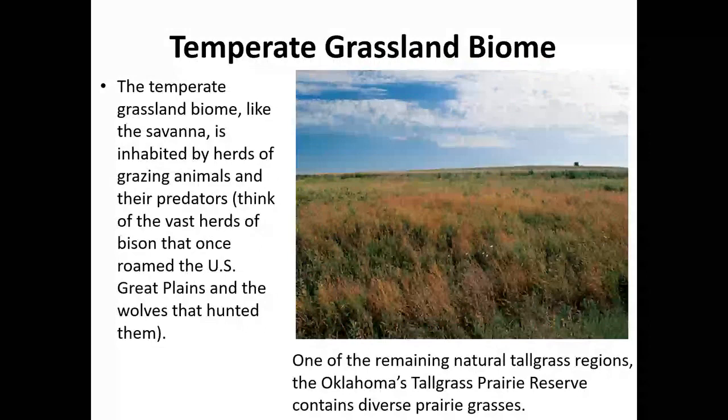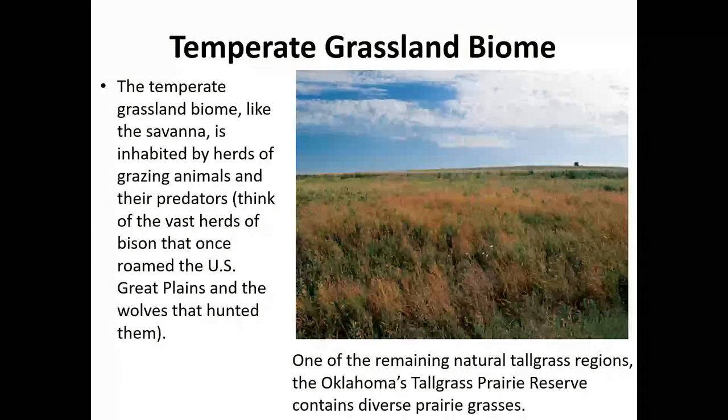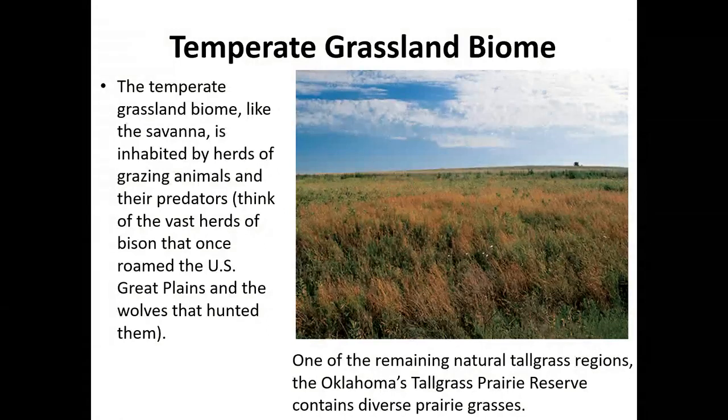Temperate grasslands are these wide open grassy areas, usually in the interior of continents, where there's enough moisture to support grass, but not enough moisture to support forests. So kind of in between deserts and forests. And this is in the Oklahoma's Tall Prairie Grass Reserve. The grass there can grow up to 6 feet tall. This is what much of the American prairie looked like before much of it was plowed and turned into farmland.